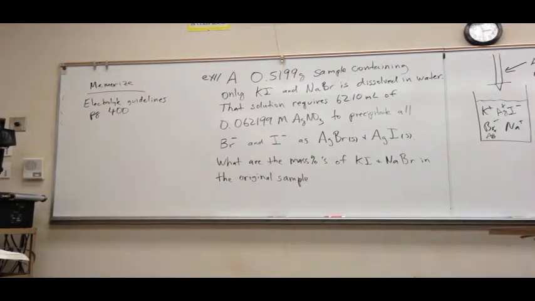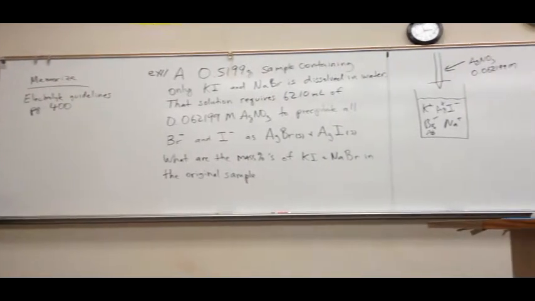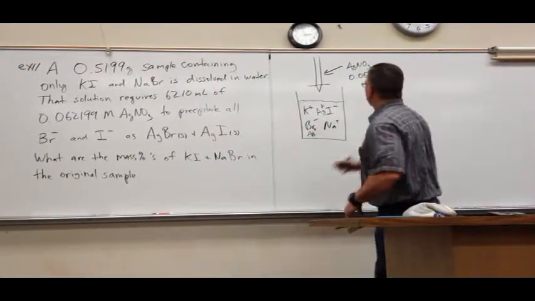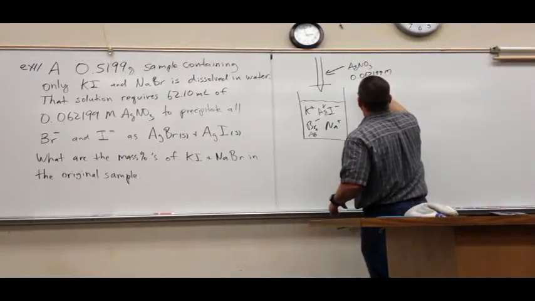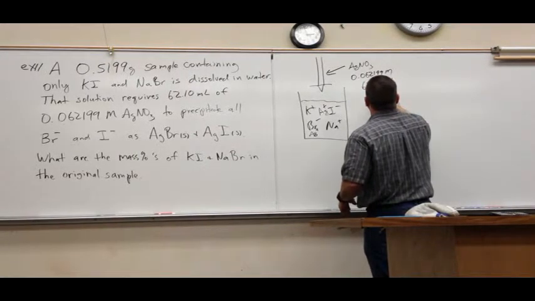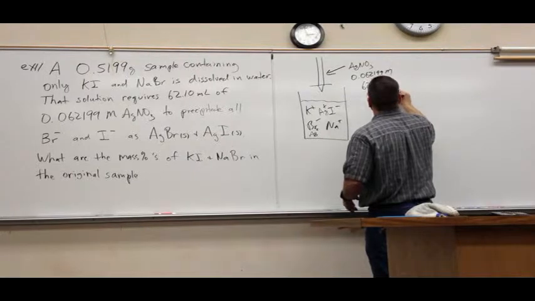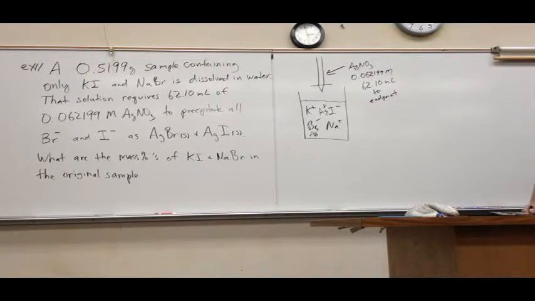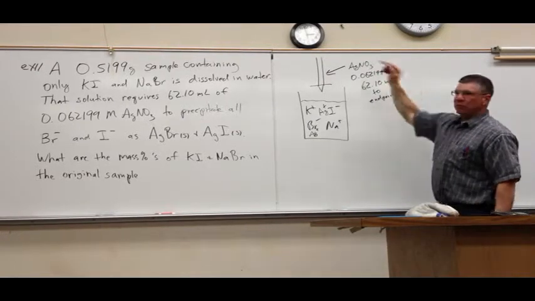And you keep doing that until you've reached the end point. In other words, you've added just enough silver to precipitate out all of the bromide and the iodide, but no more. And that amount that it takes is 62.10 milliliters. Okay, so far? So what we know is how many moles of silver we added.